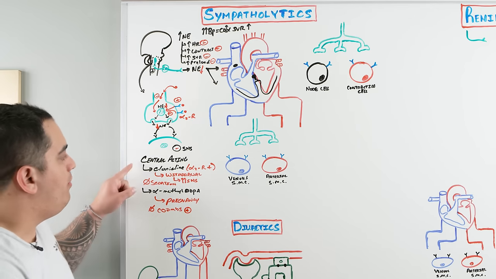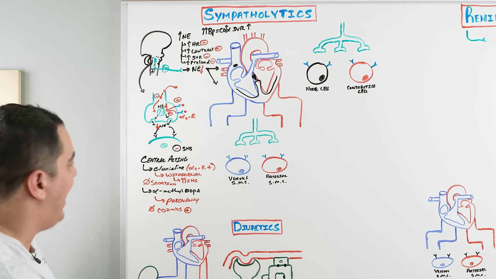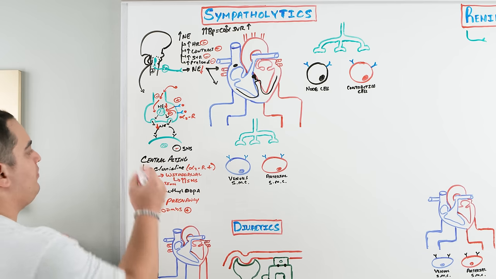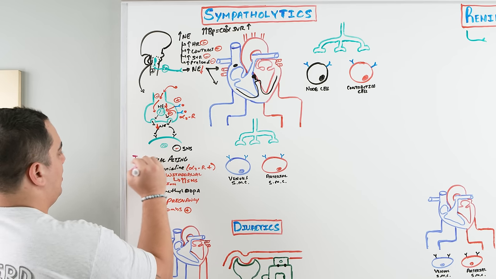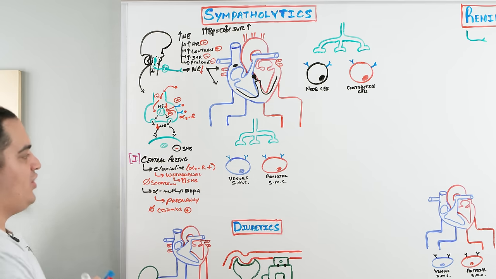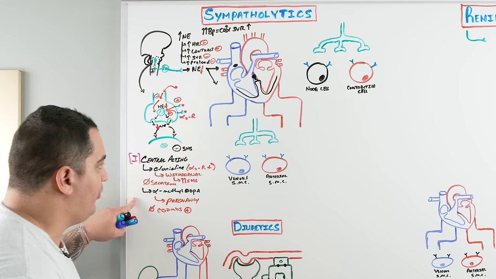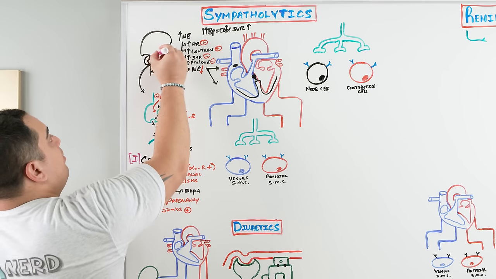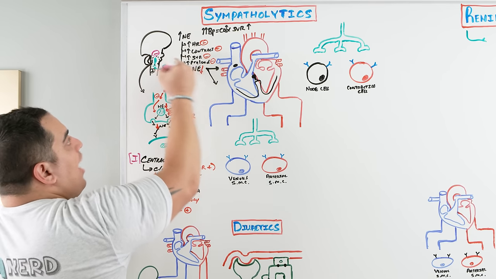But this is one particular category of drugs. One category of drugs for the sympatholytics, I'm going to put here, let's do it in pink so that we see it here, is your central acting drugs. Again, this is clonidine and alpha-methyldopa. They work to suppress, they're working right here, to suppress the central sympathetic outflow.